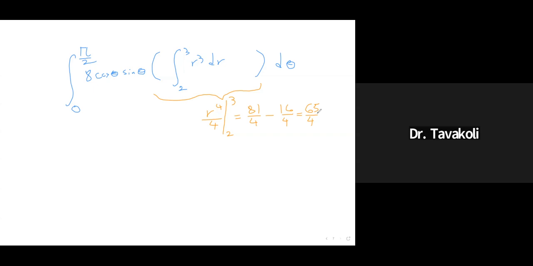This 65 over 4 is a constant for the next integral, so I can pull it out completely. 65 over 4 comes out for the outer integral. Also, that 8 is a constant, so I can pull out that 8 as well. So the outer integral, which runs from 0 to pi over 2, is the integral of cosine theta sine theta d theta.